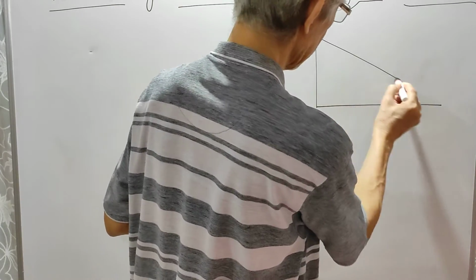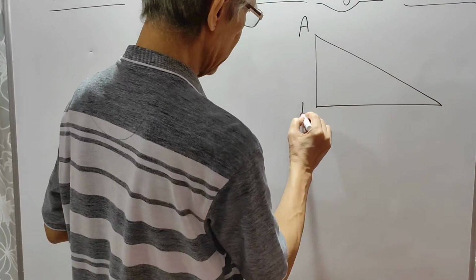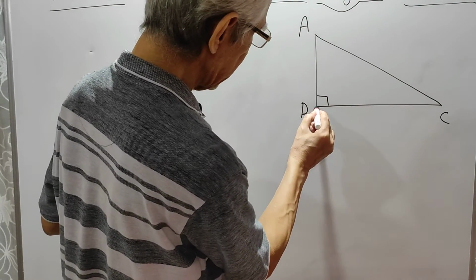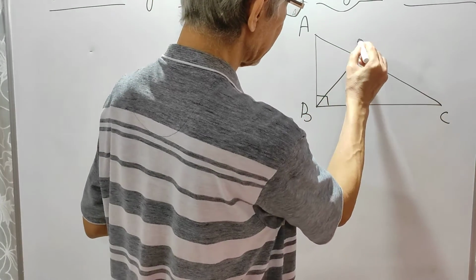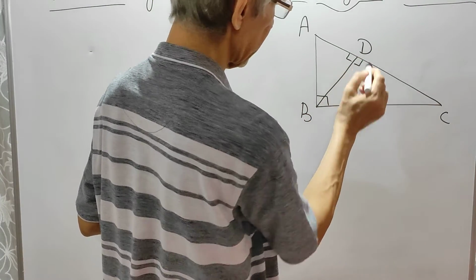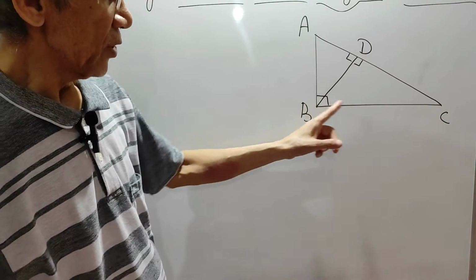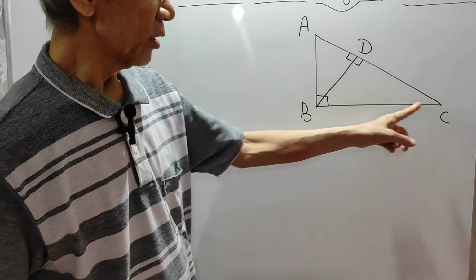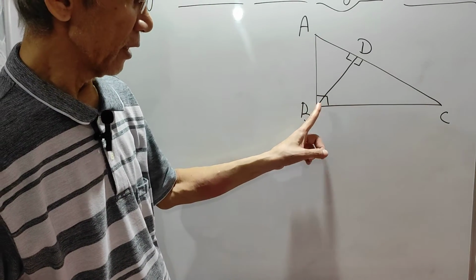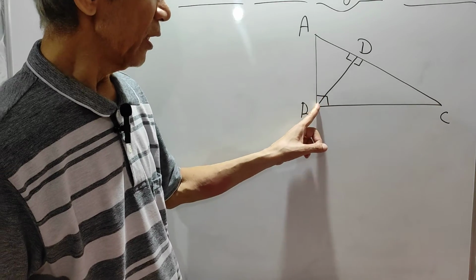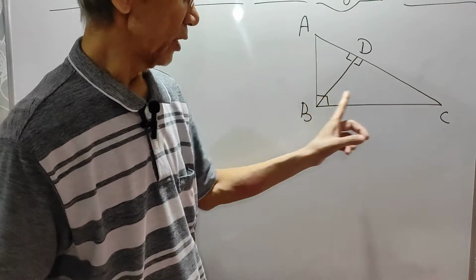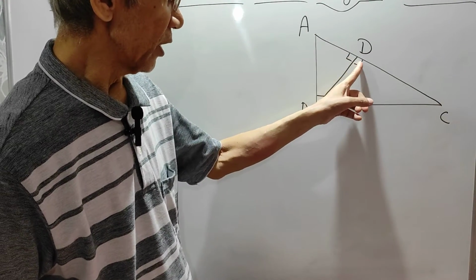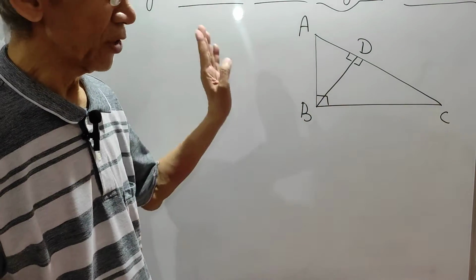This is a right angle triangle. ABC is a right angle triangle, so angle B is 90 degrees. Then from B a perpendicular is drawn, BD. Perpendicular, therefore these are 90 degree angles. So from the question, that is what you understand. Given what? ABC is a right angle triangle, angle B is 90 degrees, from B a perpendicular is drawn to AC. BD is drawn perpendicular to AC. All these things are given.